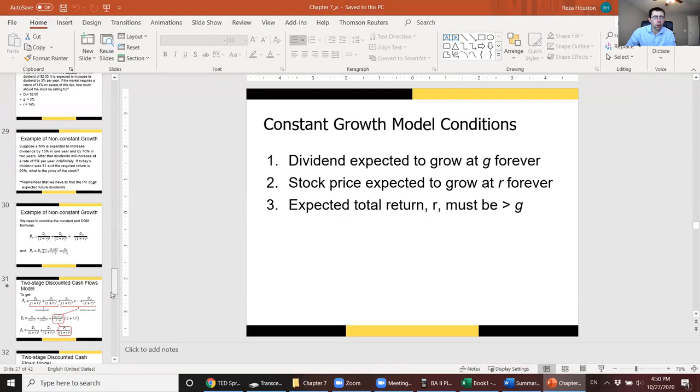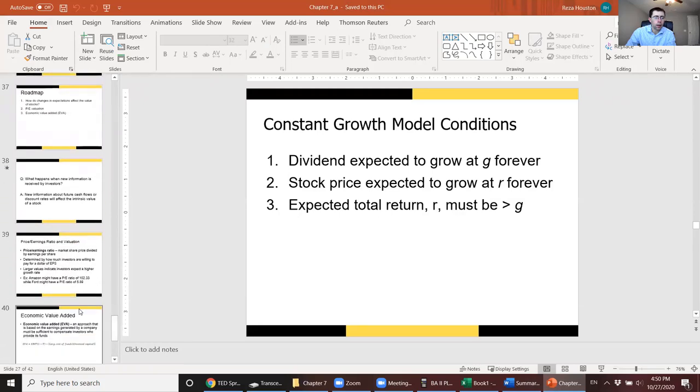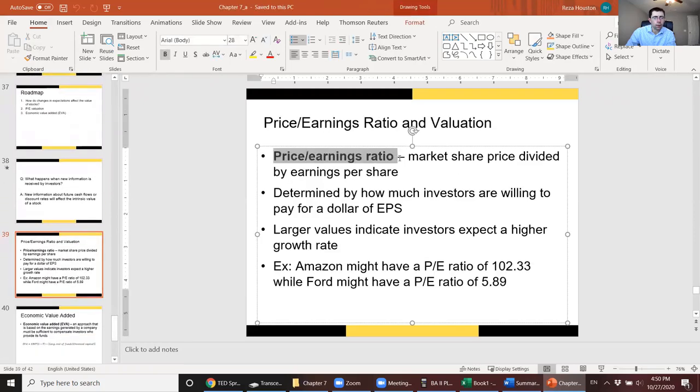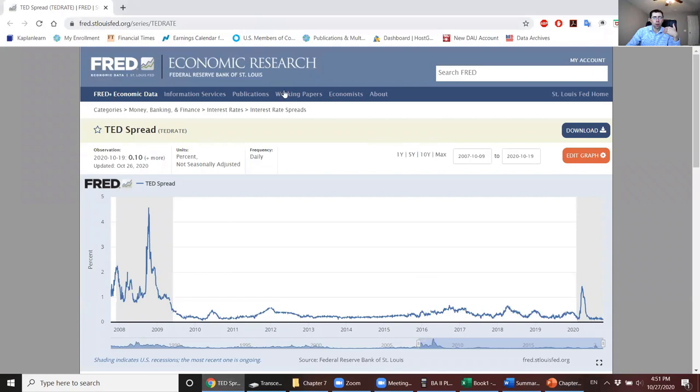The last thing that you should know in this chapter is the PE ratio. The reason we care so much about the PE ratio in the real world is because it tells us how much each dollar of current earnings should be worth. The higher the PE ratio, the more valuable the firm, the more investors are willing to pay for a dollar of that firm's current earnings.